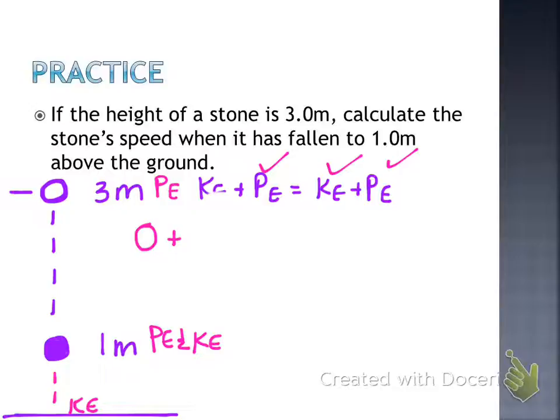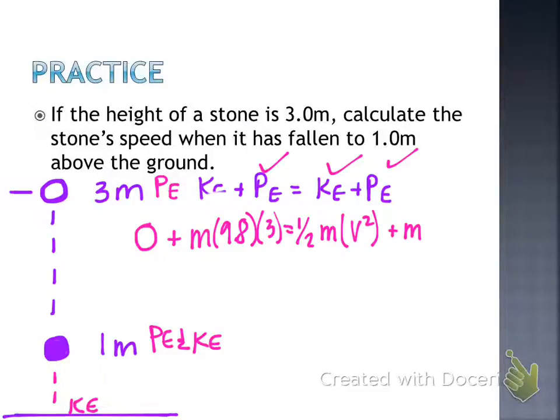So 0 plus m times g times y equals 1/2 m times v squared. We're solving for v, plus m times 9.8 times 1. You'll notice that mass is not given, right? So I just left an m. We're going to work through the algebra, and I'll show you how that cancels. It won't end up making a difference. It won't have much effect on it. But I'll show you how we get there.